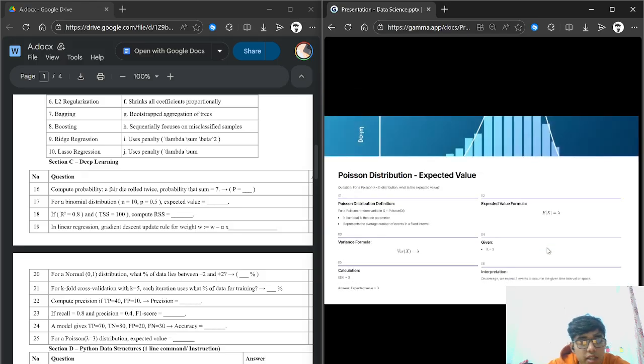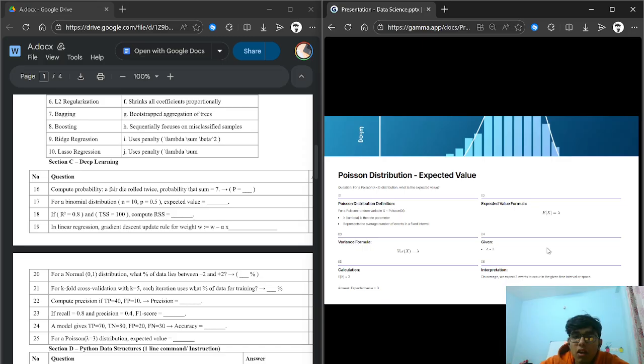The next question is, for a Poisson distribution, given that lambda is 3, the expected value is what? So the expected value is simply 3, because the expected value for a Poisson distribution is simply the value of the lambda parameter.